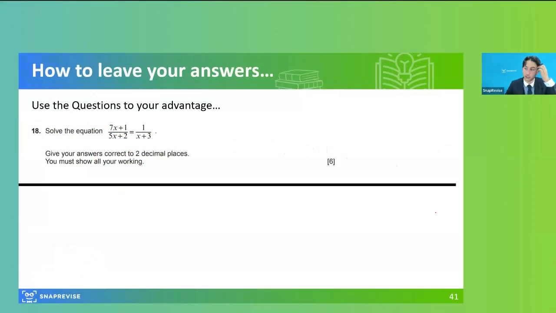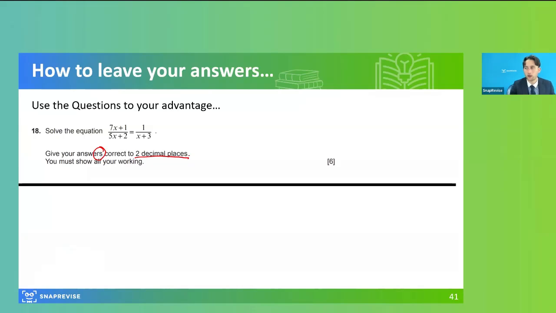So this one, we're not actually going to do this question right now, but I want to talk about how you could use the question to your advantage. So this question here, this horrible algebraic fractions looking question, which we'll practice later. It says, give your answers to 2 decimal places.